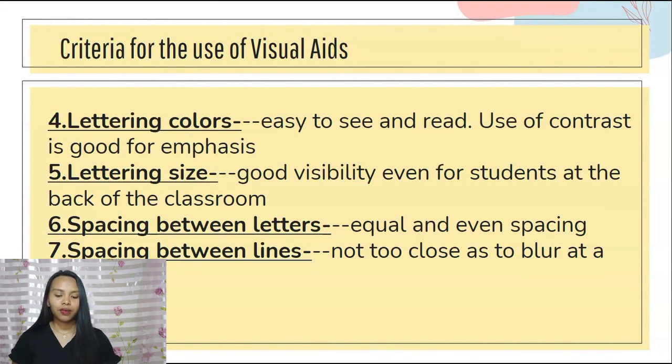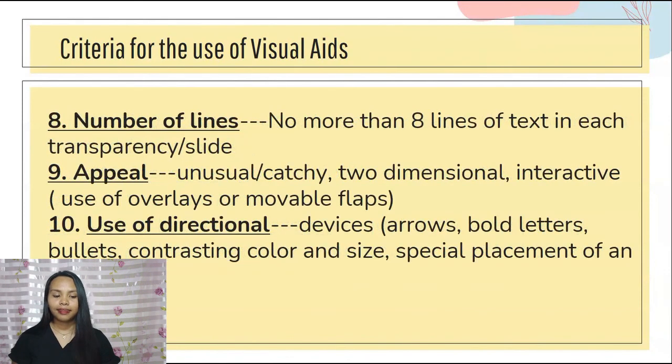Number 6 is spacing between letters, so equal and even spacing. 7 is spacing between lines, so not too close as they're at a distance. Next is number of lines, so no more than 8 lines of text in each transparency or slide. 9 is appeal, so unusual or catchy, so use two-dimensional or interactive items or use overlays or movable flaps.